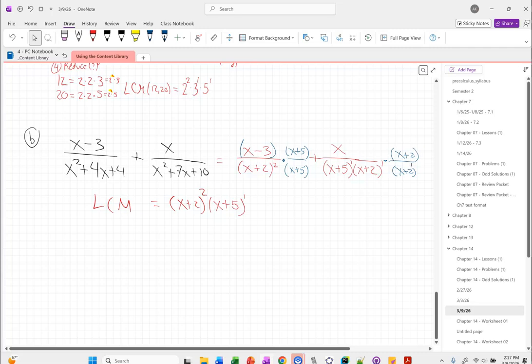Is everybody happy with what I've done so far? You guys can all handle this? Yes. Okay, you like doing it as the least common multiple, like writing that out and like how to do that?